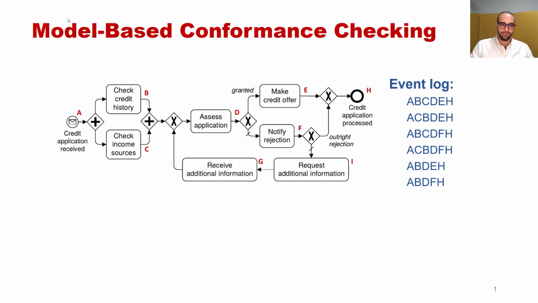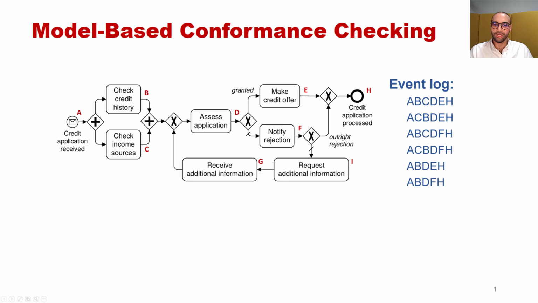Let's take an example. Here we have the event log on the right hand side, and we have the business process model on the left hand side. Here we have the acronyms A for credit application received, B for check credit history, C for check income sources, and so on. This is to make the text shorter and easy to read.